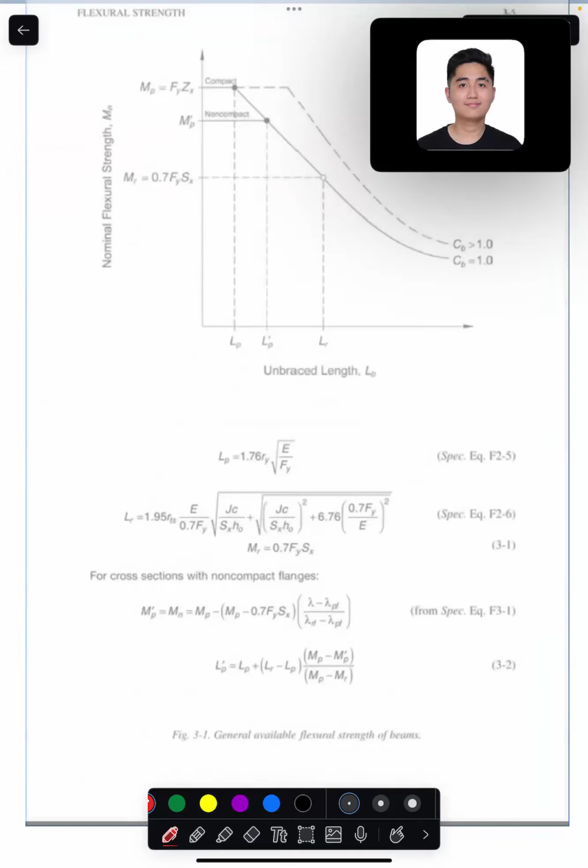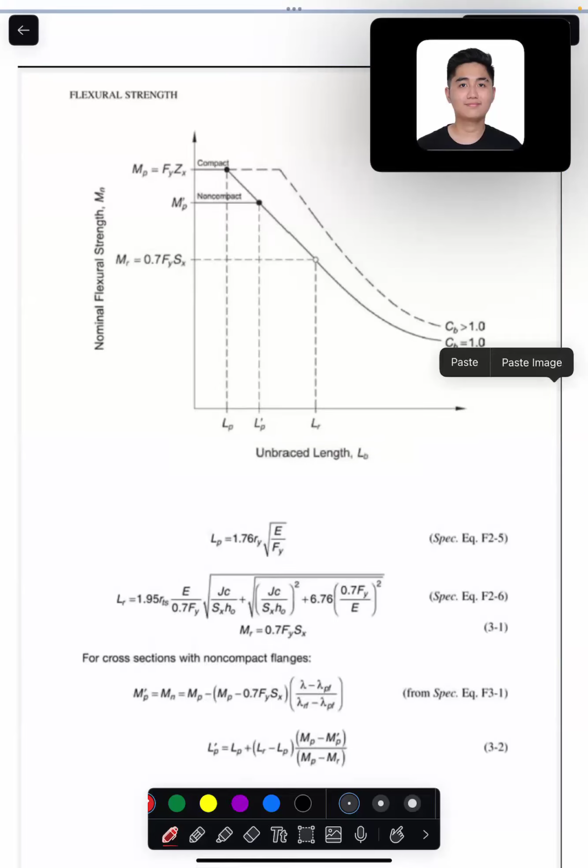Meron ka nito. So, mag-provide lang ako ng explainer dun sa values. So, originally, ito talaga yung kung C sub B is equals to 1, so kung uniform na moment lang siya, C sub B is equals to 1. Ngayon, kung C sub B is greater than 1, actually, yung magiging formula mo, para ka nag-multiply ng C sub B all throughout. So, parang magkakaroon ng offset ng ganito.